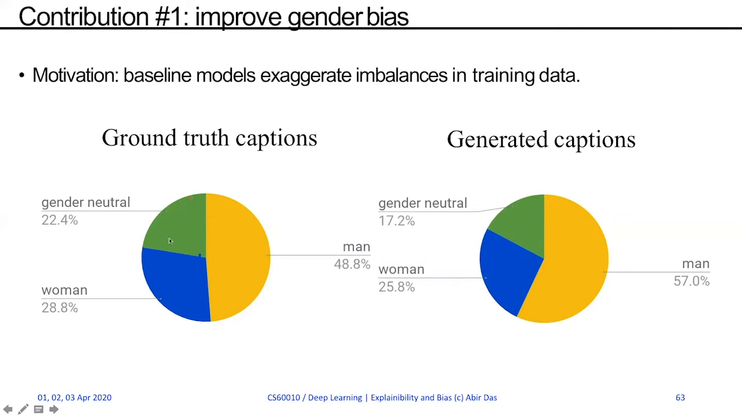It is already biased. Basically, the man word is almost 50%, 49%, but here it is more than 50%. It's 57%. So again, this observation came from this paper.